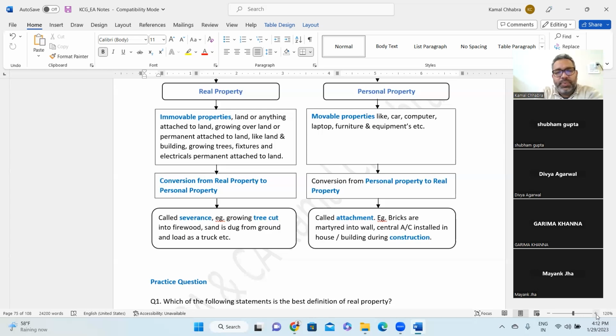Or if you see in Japan also, most of the houses are wooden houses, right? So those houses are being considered as real property. Make sense? And that is called attachment.